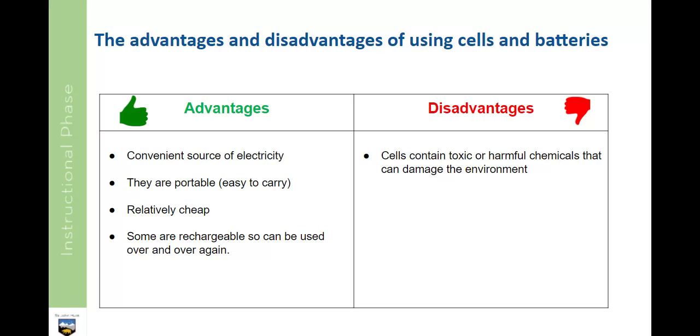Now, the disadvantages of cells and batteries: when the batteries go flat or dead and you want to throw them away, you have to dispose of them correctly. Usually, you take them to a disposal point in a supermarket, and they'll collect the batteries and send them off, because they contain toxic or harmful chemicals that, if they get released from inside of the cell or battery, can damage the environment.